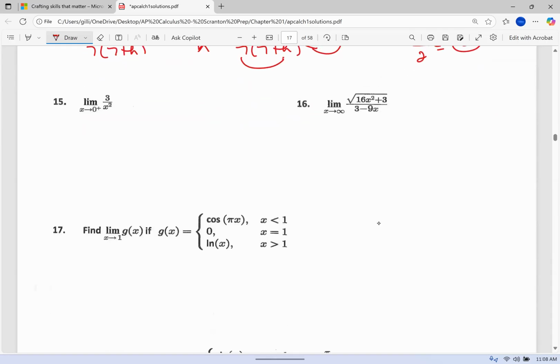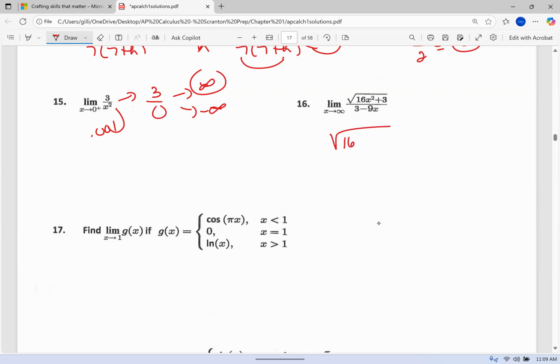15, as I approach 0, I will get 3 over 0, so I'm going to give it a positive or a negative infinity. Everything about decimals like 0.001, that's going to be a positive clearly, so I'm going to go off to positive infinity. And this is a good one to do.